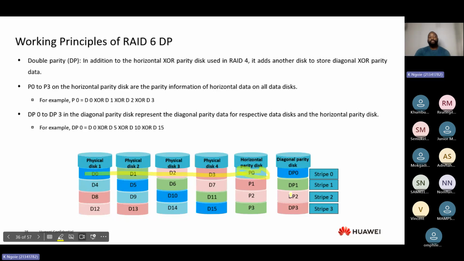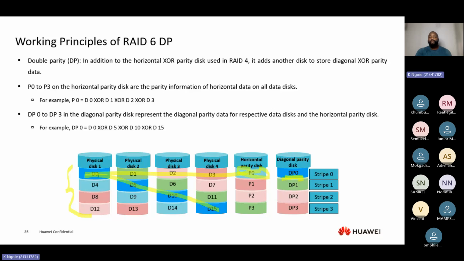But now the diagonal parity, like this DP0 here, will work with this stripe of the disk. Guys, remember we mentioned that we can stripe the disk. So here we have stripe 0, stripe 1, stripe 2, stripe 3. With the diagonal parity, we're going to take D0, so we're going in the diagonal like this. That will give us the DP0.